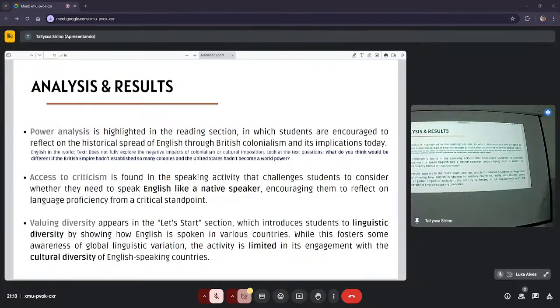And value diversity appears in the Let's Start section, which introduces students to linguistic diversity by showing how English is spoken in various countries. While this fosters some awareness of global linguistic variation, the activity is limited in its engagement with the cultural diversity of English-speaking countries. So here we have this linguistic diversity, that is, English is not only spoken in the United States and European contexts, it is spoken in many countries, but we don't have the culture and the traditions of the English-speaking countries. And being the unit that approaches this issue in the entire textbook, it's a lack that we found, this missing culture of the English-speaking countries.